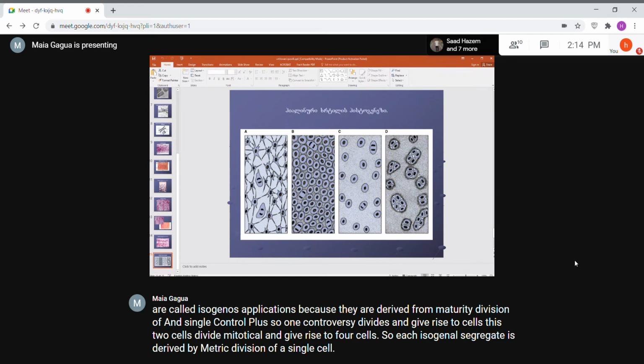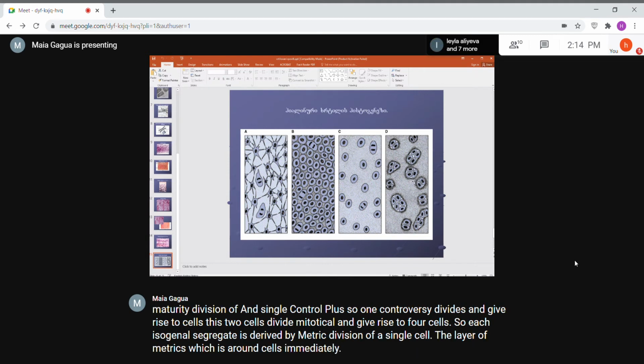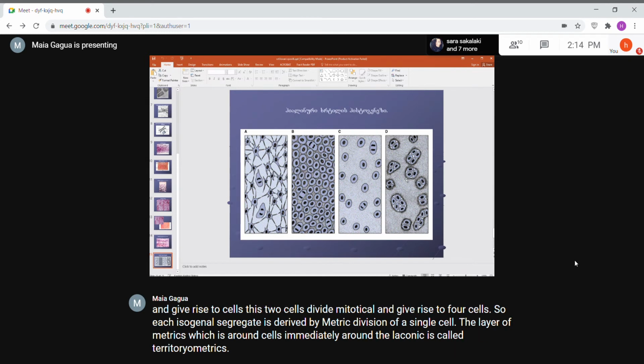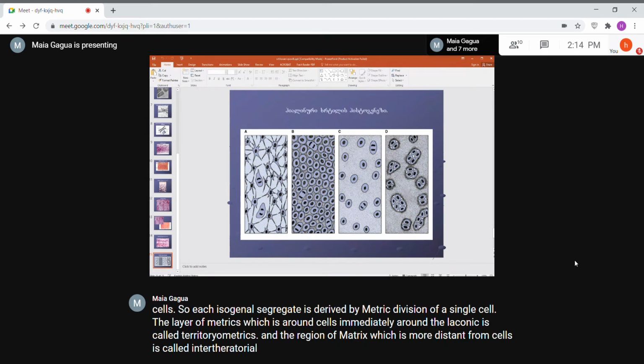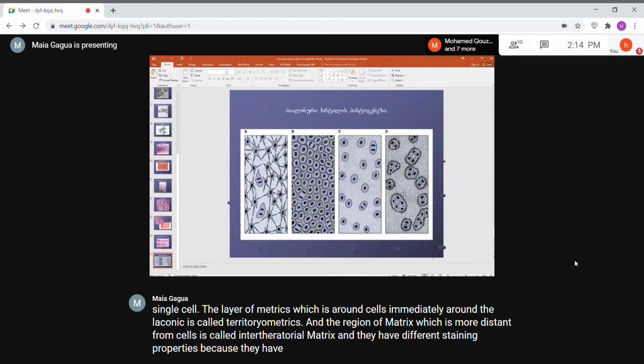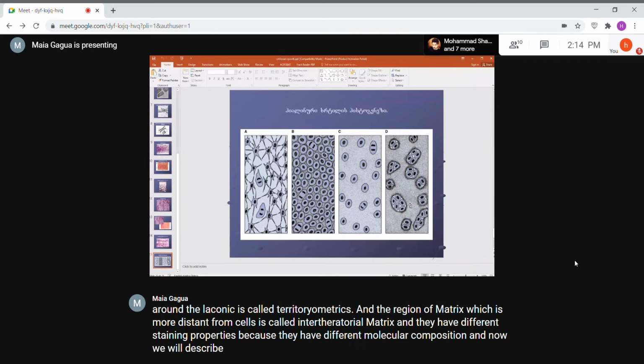The layer of matrix around cells, immediately around the lacunae, is called territorial matrix. And the region of matrix which is more distant from cells is called interterritorial matrix. They have different staining properties because they have different molecular composition. And now we will describe the molecular composition of cartilage matrix.